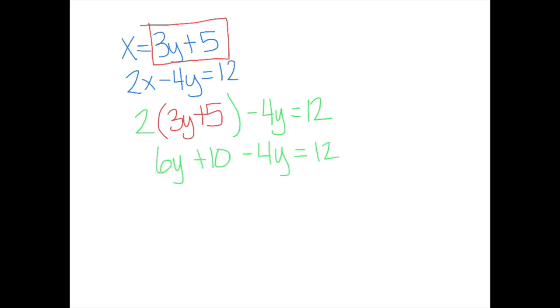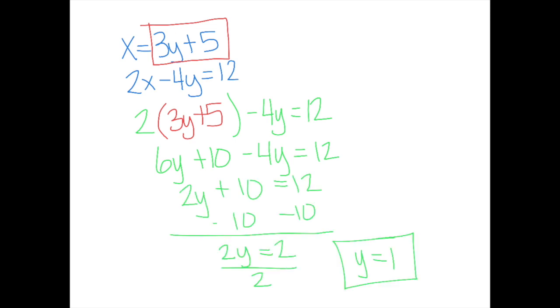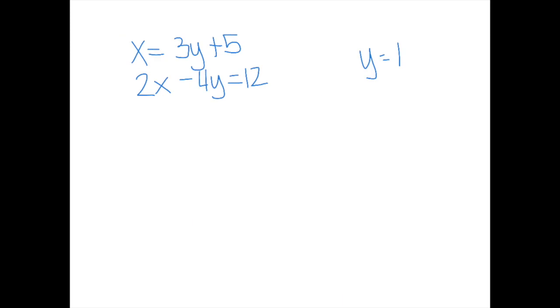Once we do that, we can simplify by using the distributive property, and that will give us 6y plus 10 minus 4y equals 12. We can combine our like terms and then solve our equation for y. Now that I know what y is, I can go back and solve for x. Once again, I choose one equation, and I chose the equation that says x equals just because it will be less steps in the end.